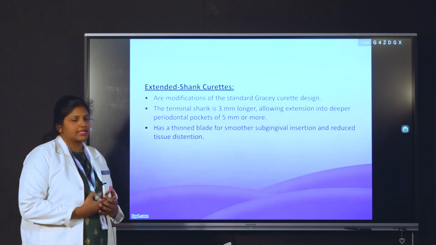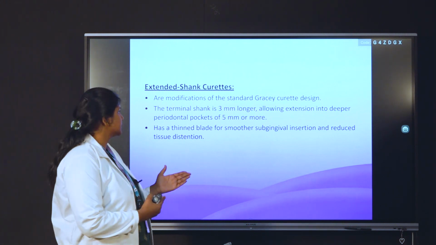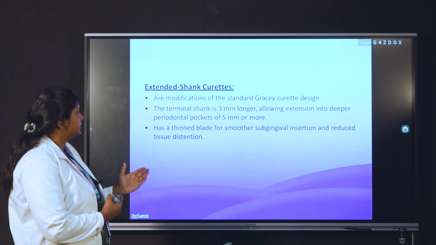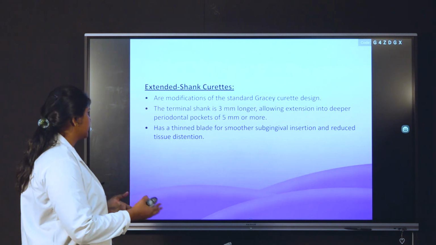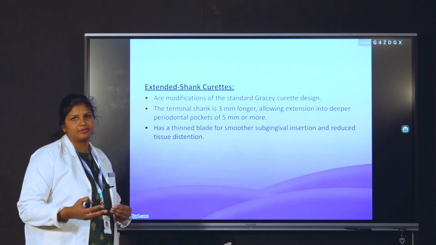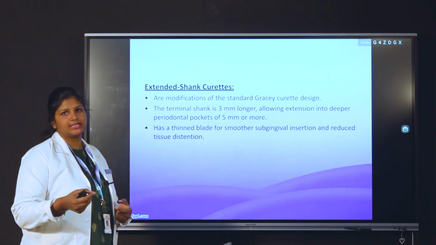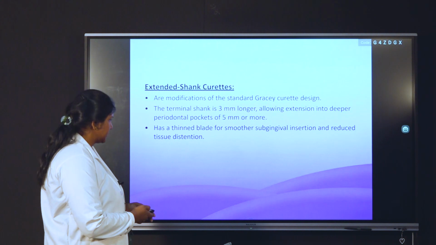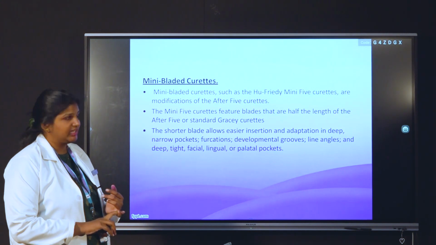Coming to the extended shank curettes, these are the modification of the area specific curettes. The terminal shank is 3 mm longer, allowing extension into the deeper periodontal pockets, that is pockets more than 5 mm, and it has a thin blade so that easy insertion into the periodontal pocket is seen. So these are extended shank curettes, and again we have mini bladed curettes.